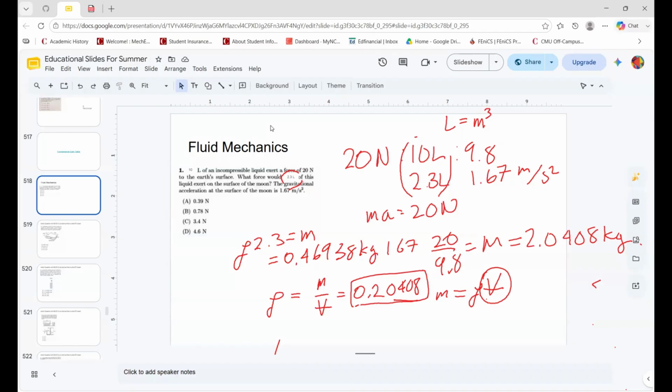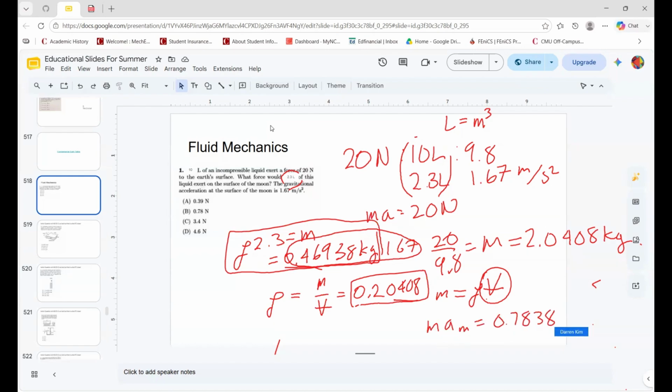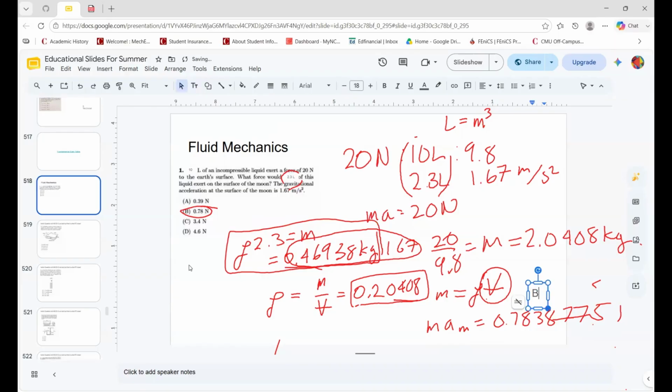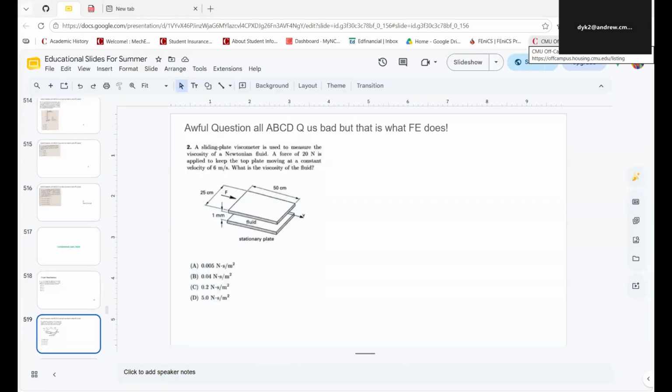This portion multiplied by that is ma on the moon, which equals about 0.78387751. So that is about B. Atypical question, but still a good one. I love fluid mechanics, so this is going to be a fast one for me.